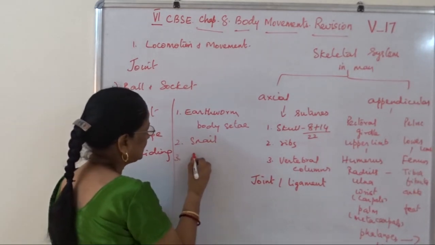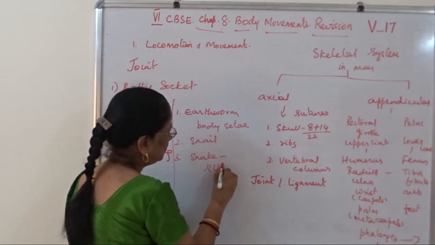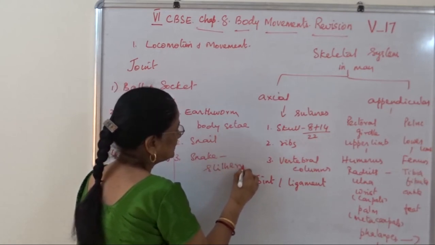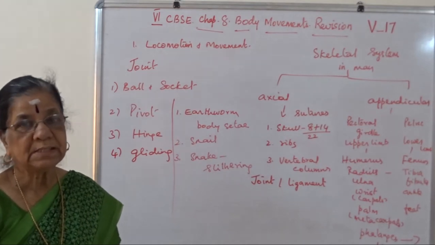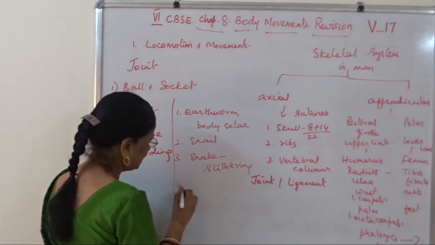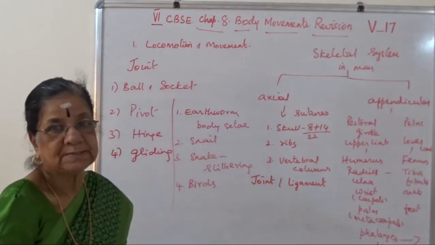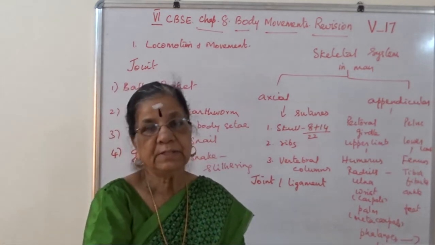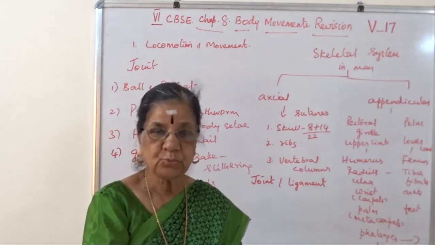And then the snake moves, and that movement is called slithering. Then birds fly with the help of feathers. Forelimbs are modified into wings.